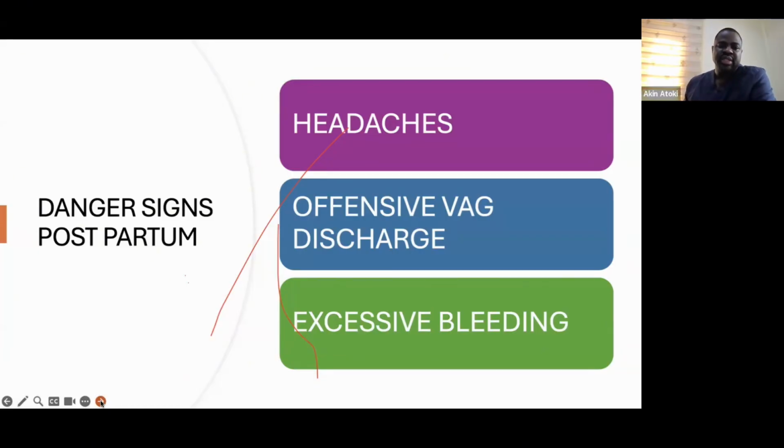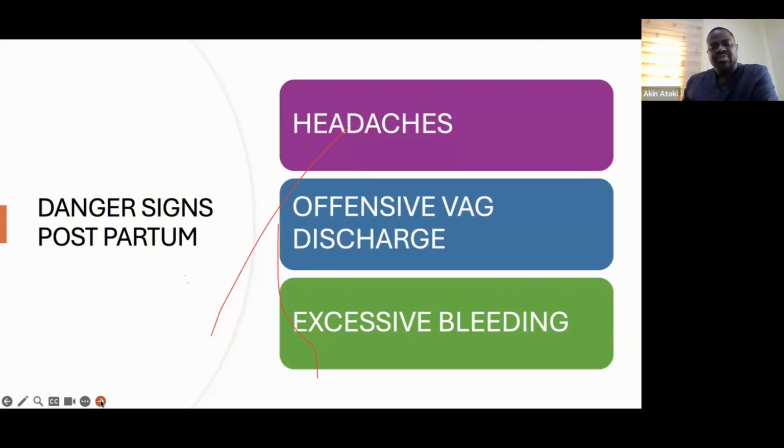Bleeding also comes up here again, excessive bleeding this time around. Yes, when a woman delivers, she is expected to have some form of bleeding, but this type of bleeding is called lochia. Lochia rubra. It's expected that the woman will have red bleeding, that's lochia rubra, in the first maybe 5 to 7 days after delivery, and it should not be much. It should not be much, and it should be reducing every day after delivery.